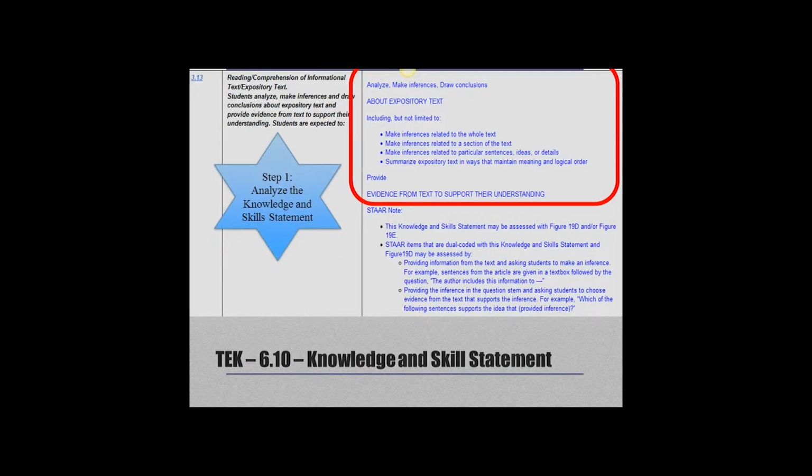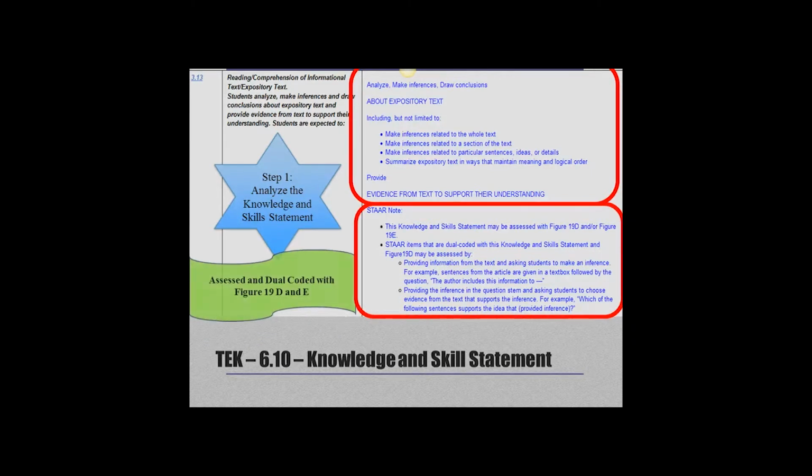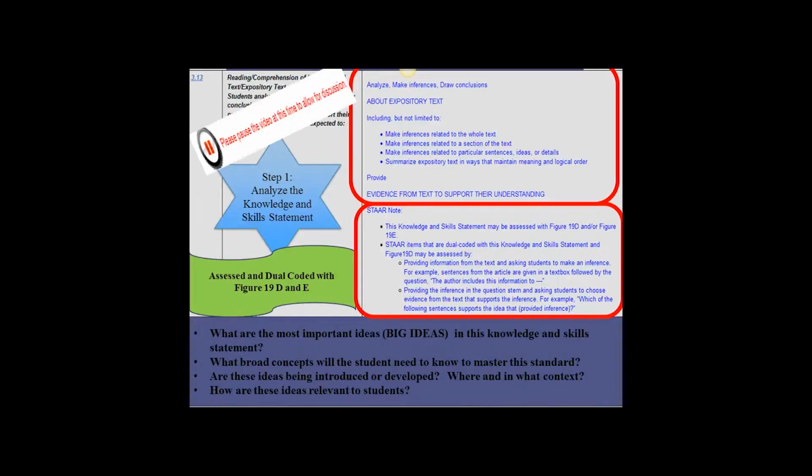Step 1 is to analyze the knowledge and skills statement. Note the levels of inferences students need to make. Also note that this knowledge and skills statement is assessed and it's dual-coded with Figure 19D and E. The IFD provides example questioning for you to consider as types of questions students should be asked to respond to in the classroom. Please pause the video at this time to discuss with your team the following questions.